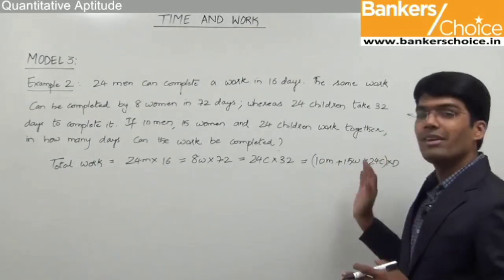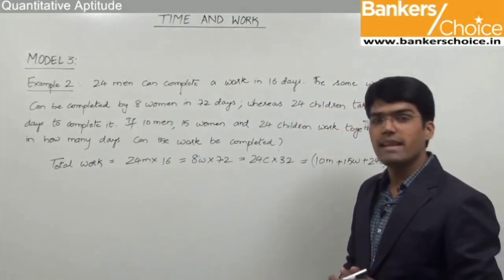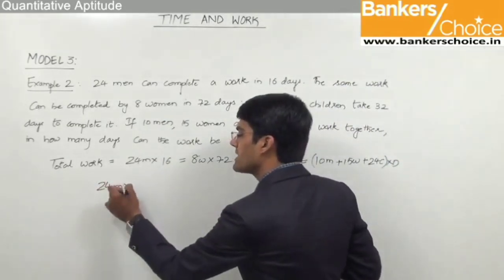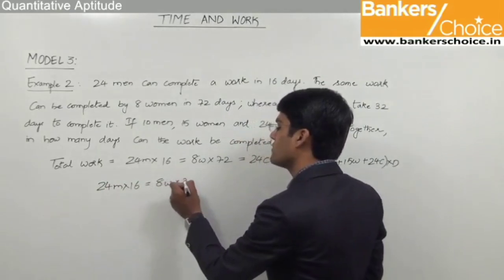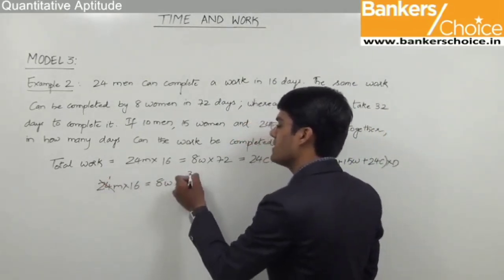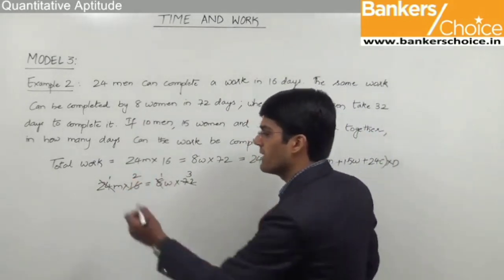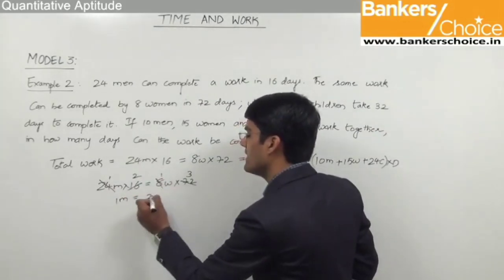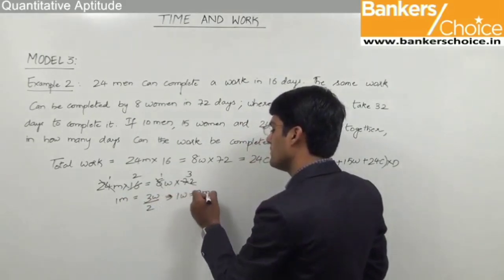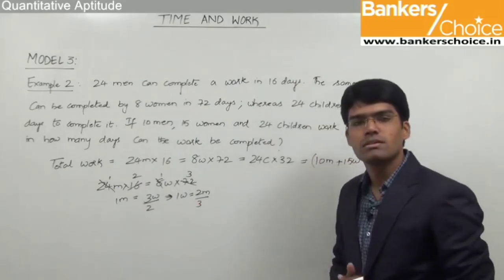Let us convert this group only in terms of men. So from this we can say that 24 men into 16 days is equal to 8 women into 72 days. So 24 men into 16 should be equal to 8 women into 72. Let us try to simplify this. We can say that 24 into 1 and 24 into 3 gets cancelled here, and 8 into 1 and 8 into 2 is 16. So we can say that one man will be equal to 3 women by 2. Or from this we can say one woman equals 2 men by 3, or 2/3 of a man. So this is nothing but the capacity of one woman is 2/3 of the capacity of a man.